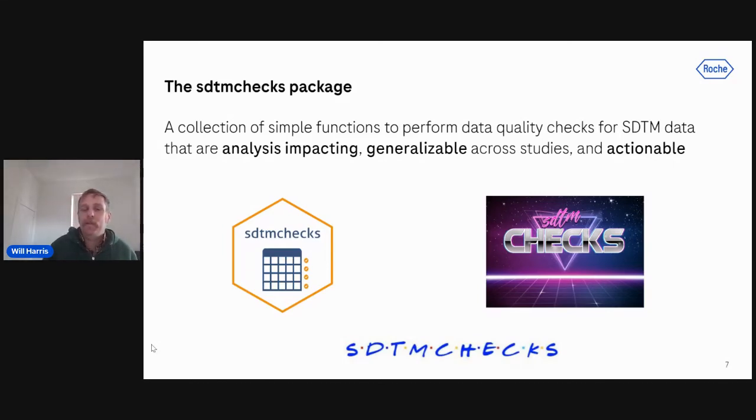Generalizable, yeah, there's always going to be study-specific stuff that you need to check on a per study basis. It's going to be specific to that study. This is just about data quality checks that are more widely applicable. And of course, actionable is just like, if we can't fix it, then let's not worry about it.